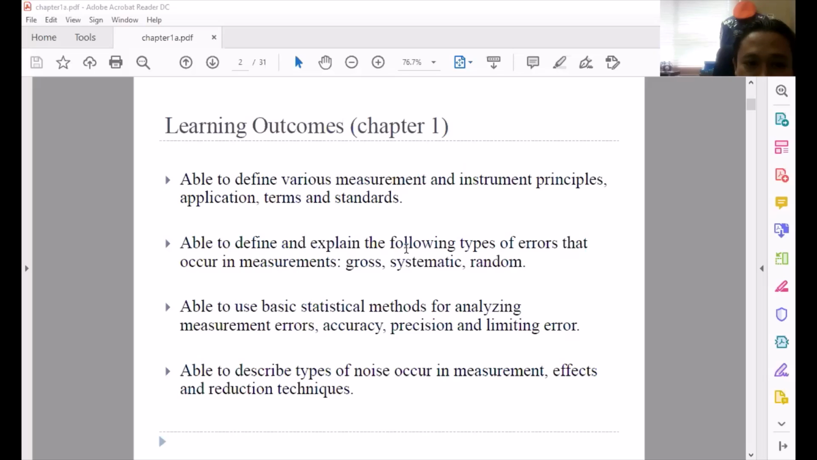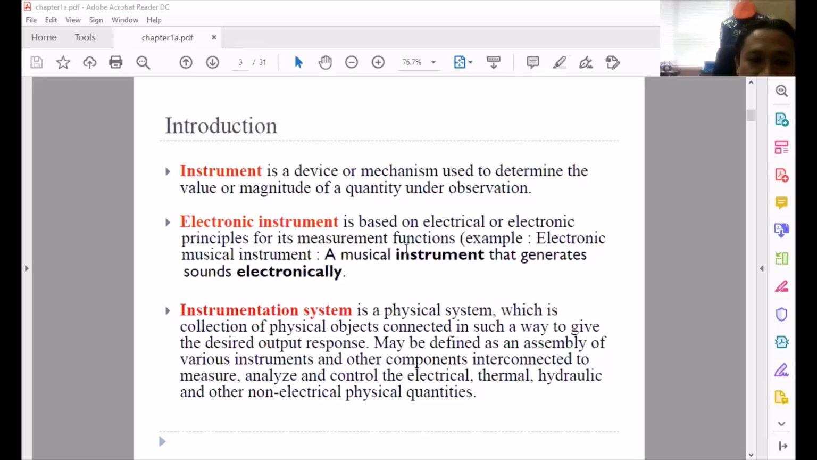Next we go to the introduction. As I mentioned to you, this class is more than 60% theoretical, and maybe 40% is calculation.